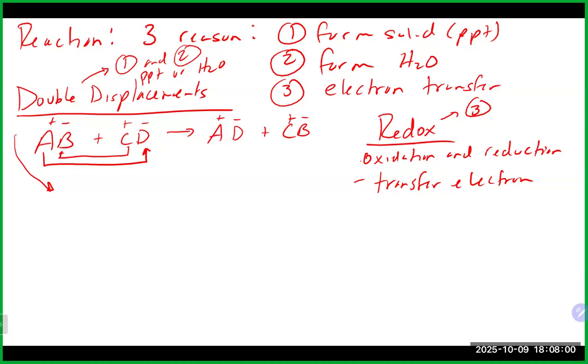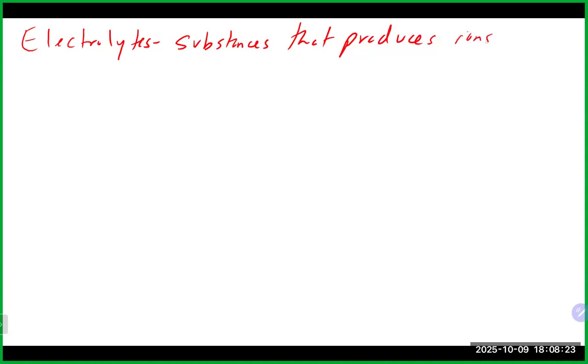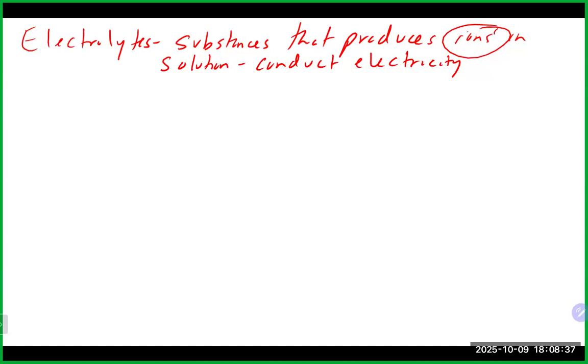But before we talk about double displacement reactions, we also want to talk about how things either stay together or break apart. And that is what is known as electrolytes. So electrolytes are substances that produce ions in solution and conduct electricity. And it really is the presence of those ions which is the really important thing here. The presence of those ions helps everything be completed. It helps to conduct electricity.